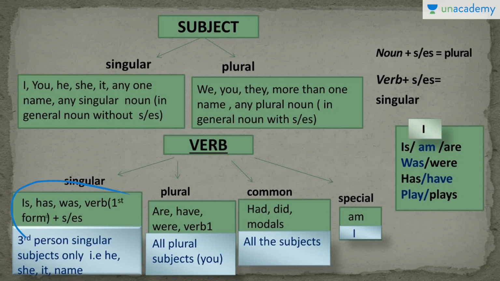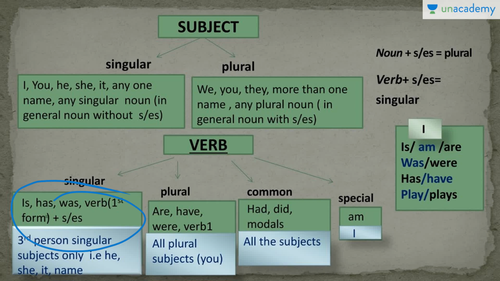Here are the singular verbs. They are is, has, was, and verbs first form with s or es. For example, plays. Plays is a singular verb. Now, let us just try to use these verbs with any of the third person singular subjects. Let's take she as an example. Now, can I say she is, she has, she was, and she plays? Yes, all of them are correct. So that means that singular verbs can be used with third person singular subjects only.